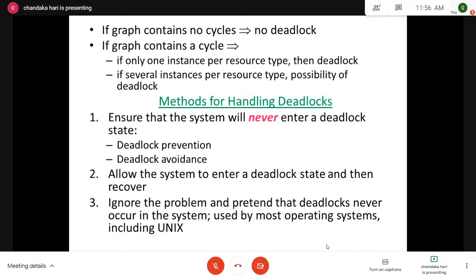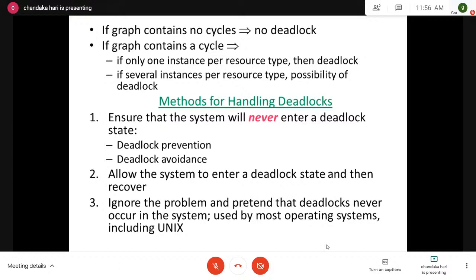Now how to handle this particular deadlock situation? In order to handle deadlock situations, we have three methods. Number one, we can use a protocol to ensure that the system will never enter into a deadlock state. What is this? We can use a protocol.